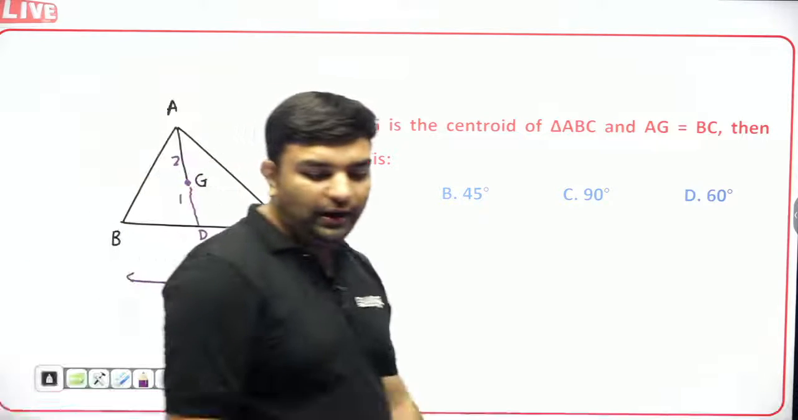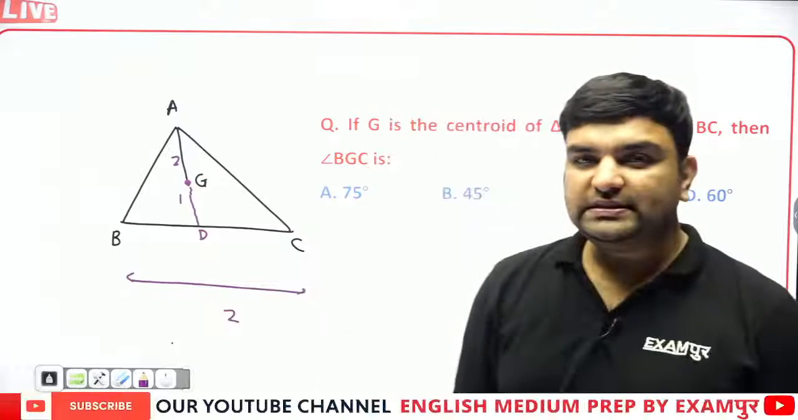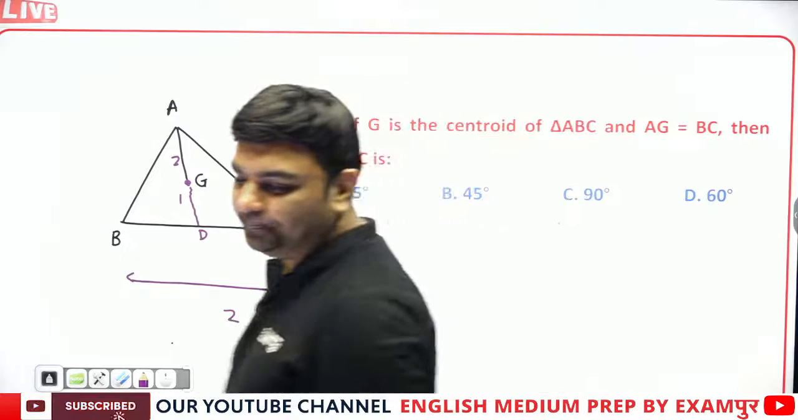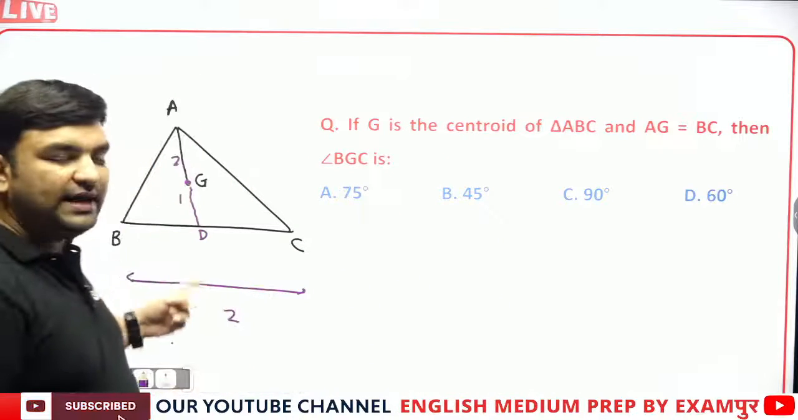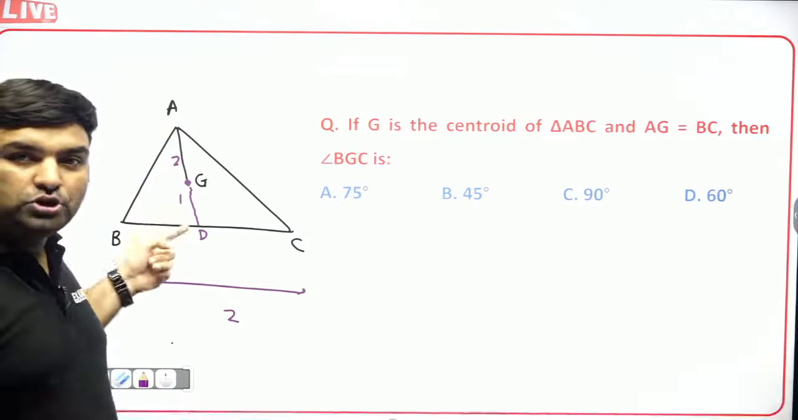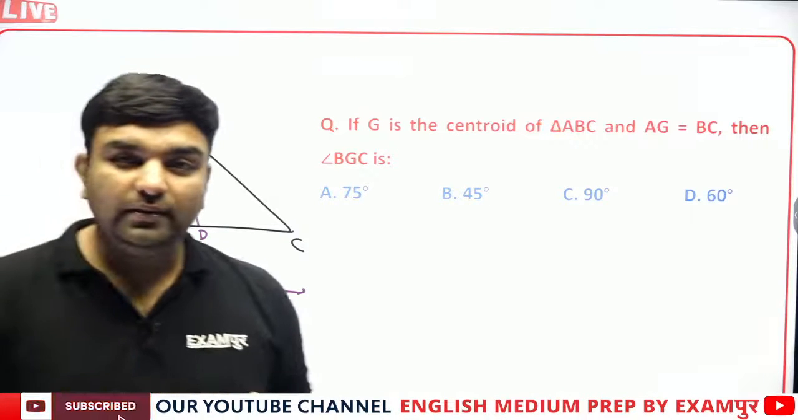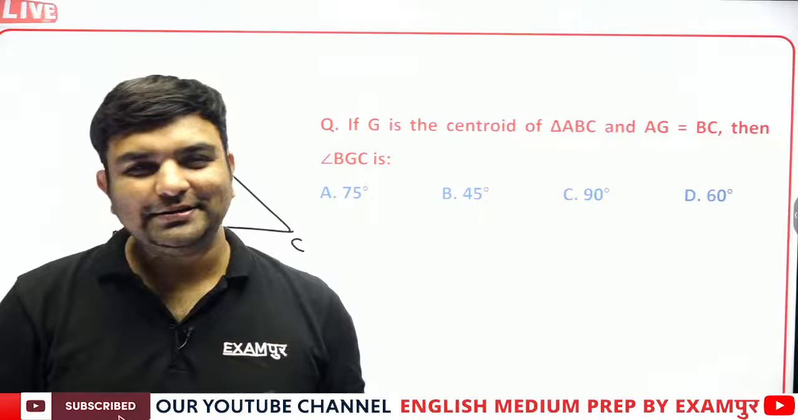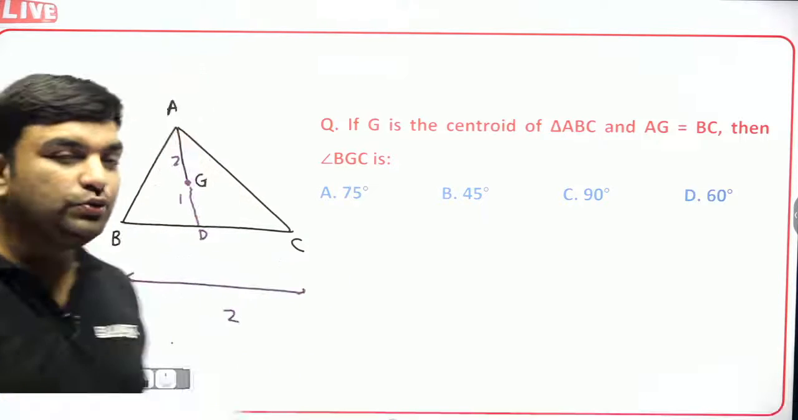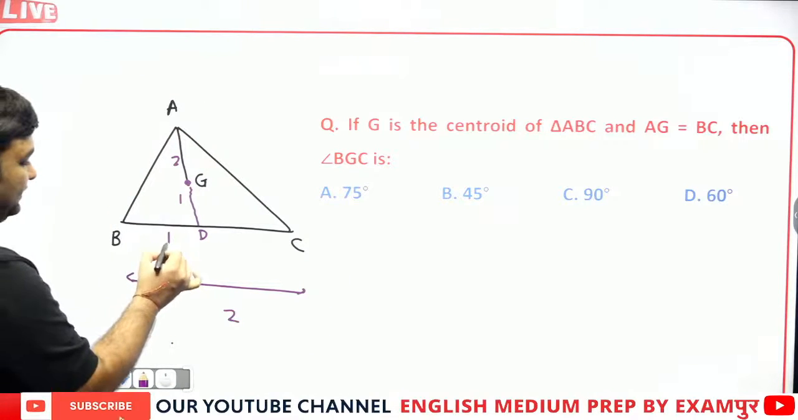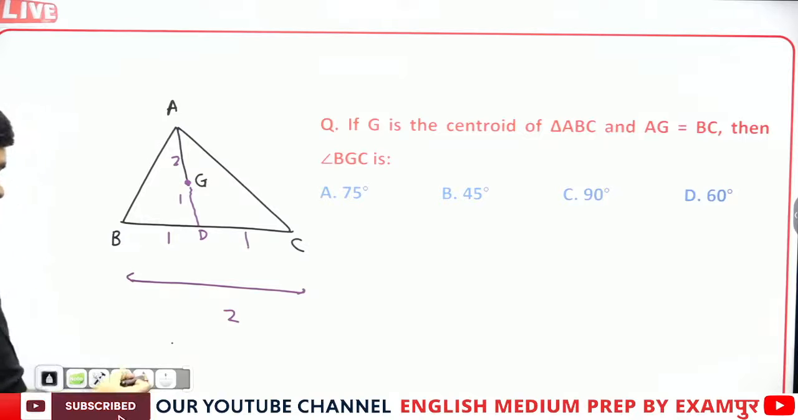Obviously, the centroid lies on the median. So if you extend it, it will maintain 2:1 as well, and it would be a median. And what is the job of the median? The job of the median is to divide the opposite side into two equal parts.